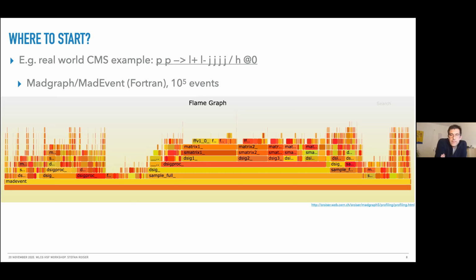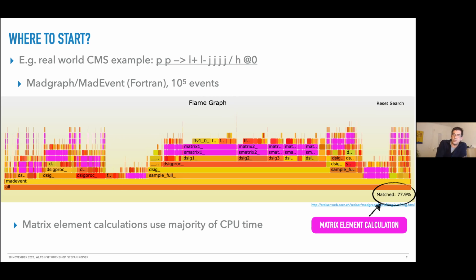Okay, so now where to start? This is actually, I think it was Effe who gave me this. This is an example from CMS. So we started with profiling this process that you see on the top. And this is the Fortran version, and this is a flame graph at the bottom. You can do a grep on all the parts of the workflow that are doing, for example, matrix element calculation, and you come out with 78% of the CPU time, which is spent in matrix element calculation. So this was naturally the place where we started the porting.